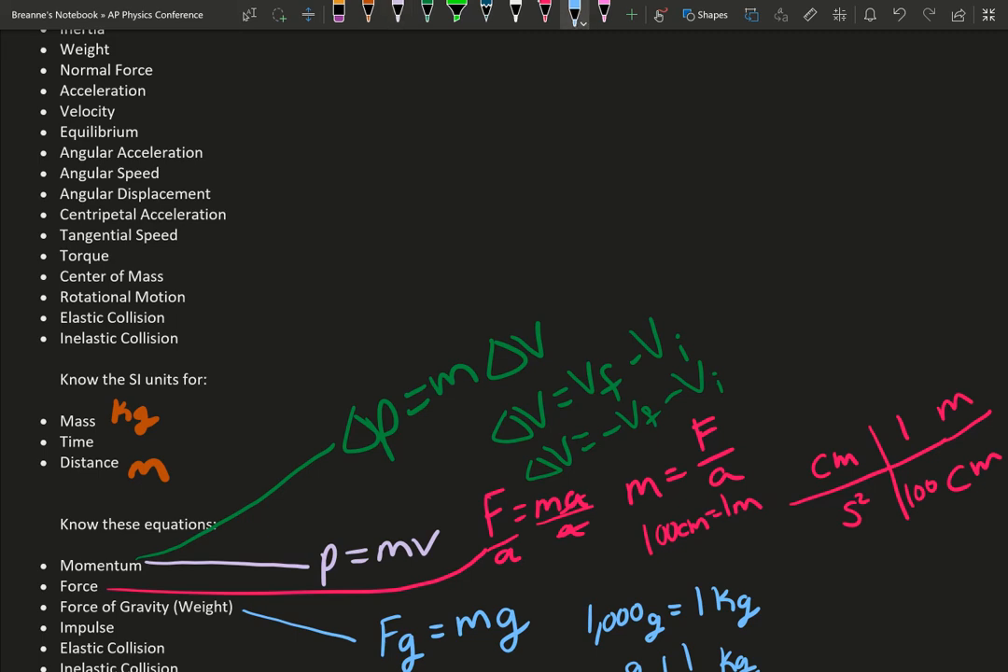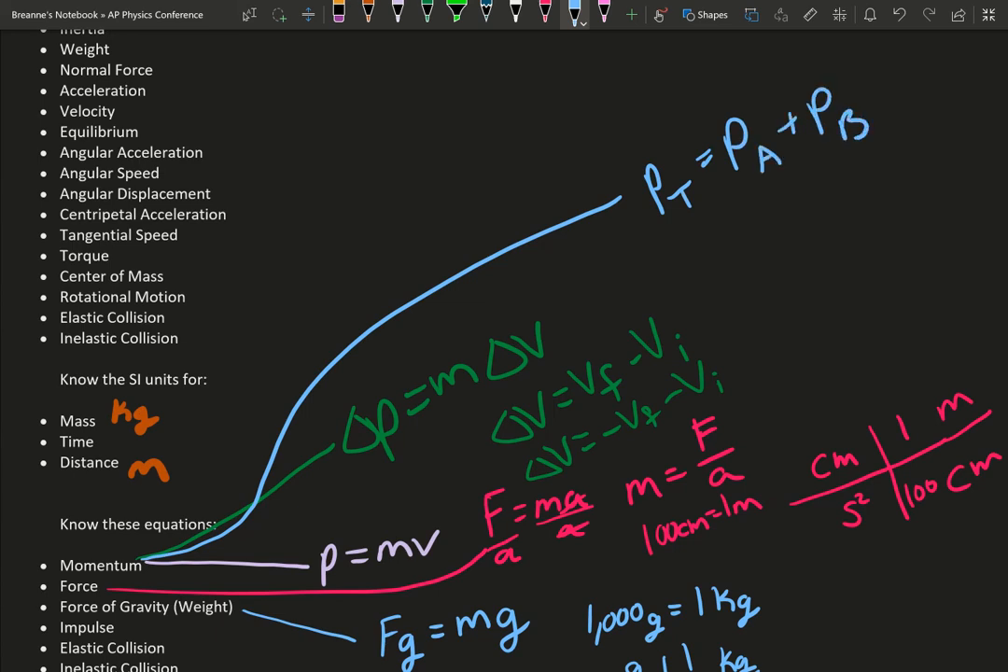So it's still momentum. To do total momentum, it's just the momentum of your first object plus the momentum of your second object. And direction does matter. So it'd be the mass of your first object times the velocity of your first object plus, but direction does matter.